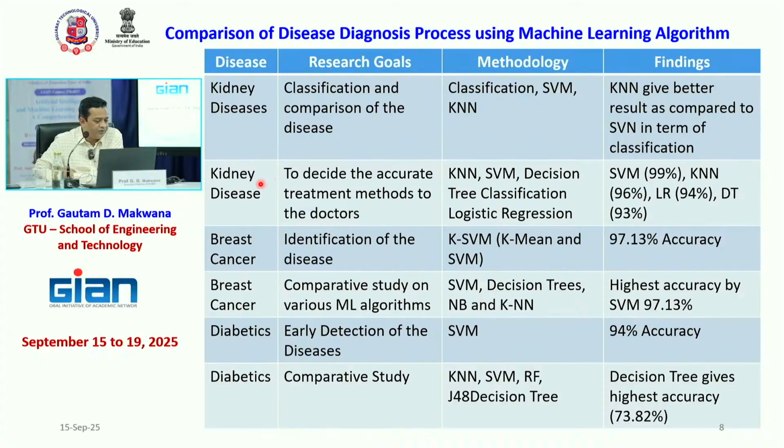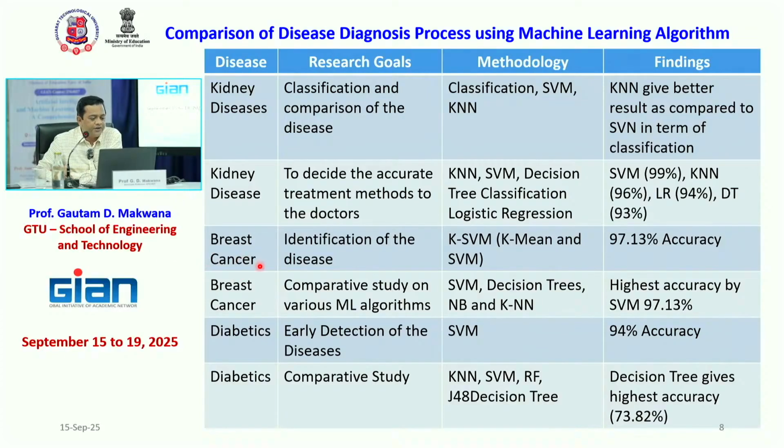Another is kidney disease, to decide the accurate treatment method for doctors. So this is from the doctor's point of view. They used different algorithms here: KNN, SVM, decision tree classification, and logistic regression. Here SVM gives the most accuracy, about 99%, compared to the others, where KNN gives 96%, logistic regression gives 94%, and the decision tree gives 93%. So here you can get an idea of how to select the algorithms.